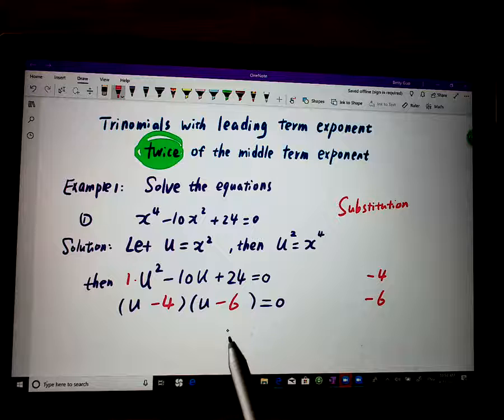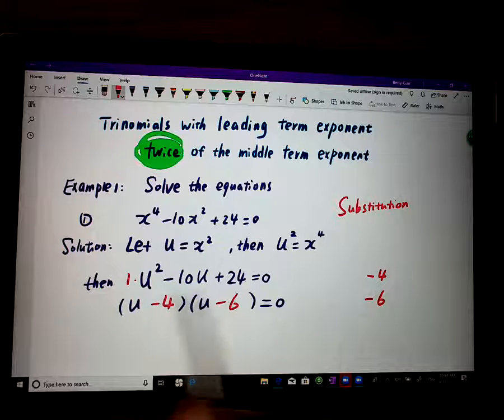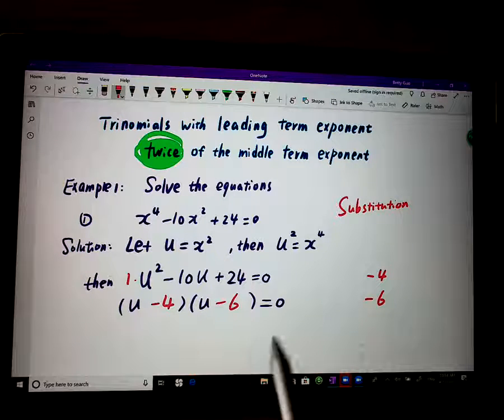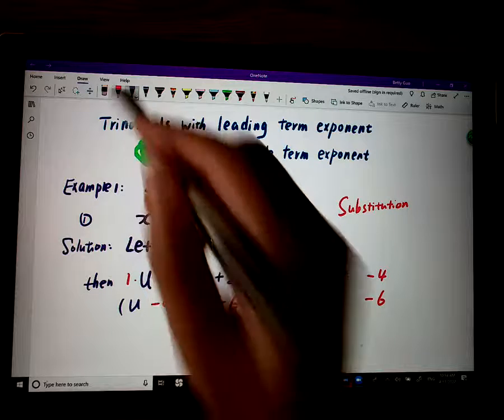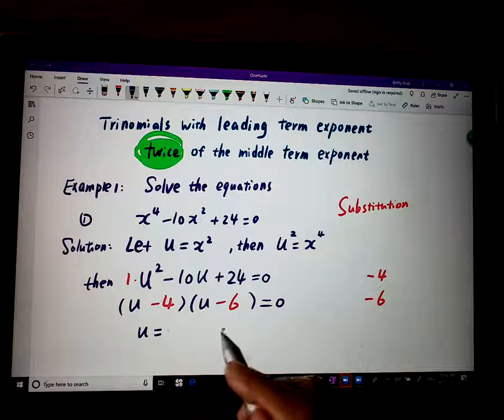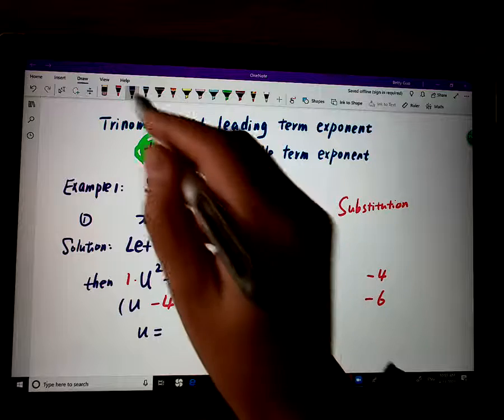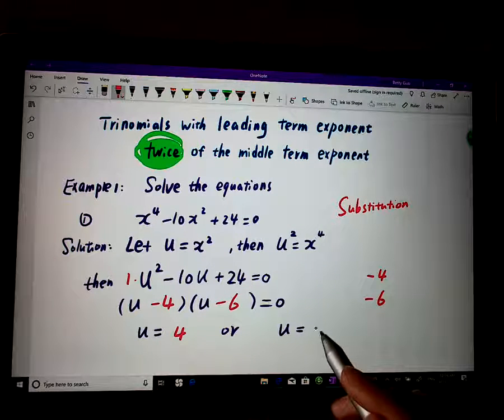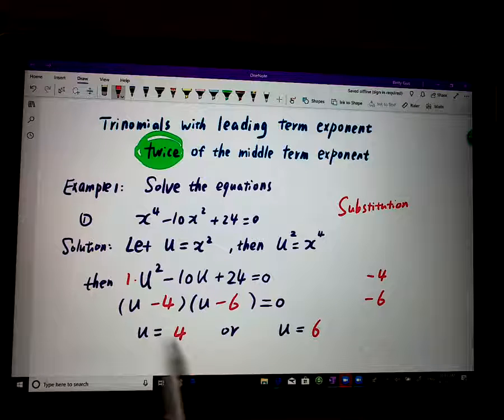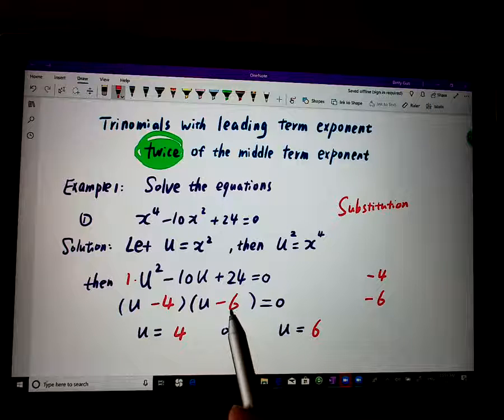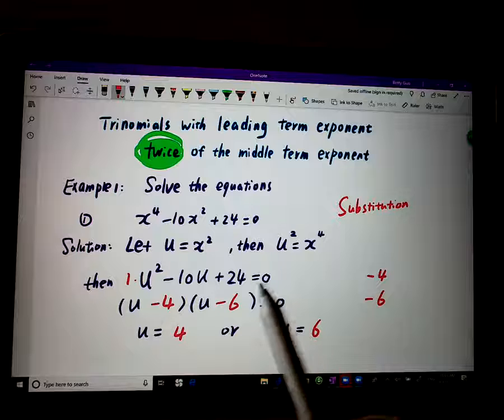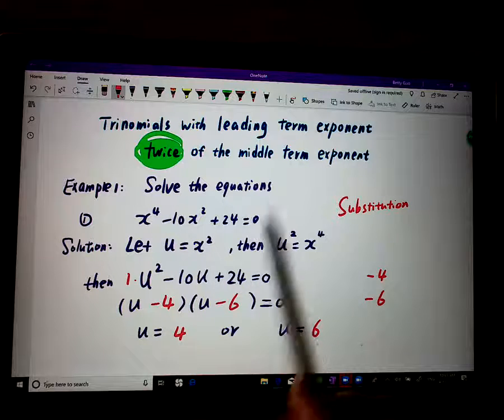If you are not sure, you can go back to the original equation's left-hand side and check. And then by the zero product property, you would know either u equals 4 or u equals 6. 4 happens to be the opposite of -4. 6 here, the other solution for u, is the opposite of -6. But are we done? Should we finish at this point? No, we're not done yet, because we are solving the original equation for x.